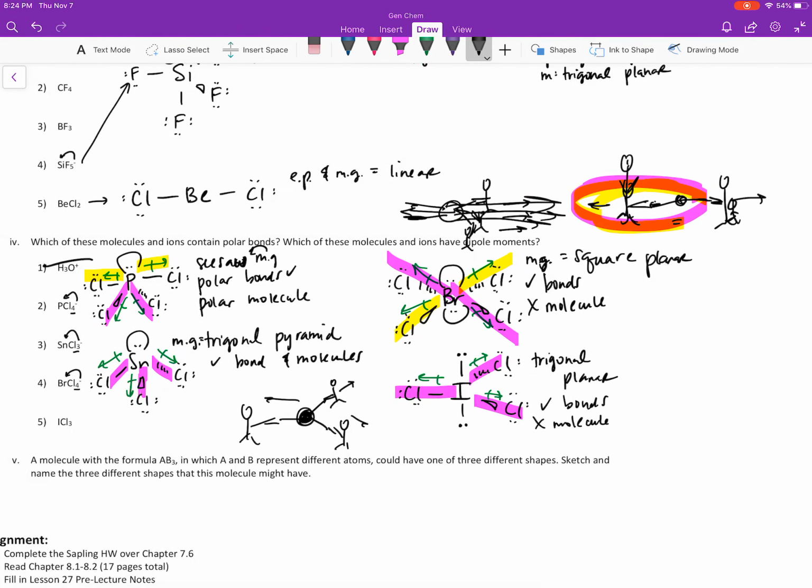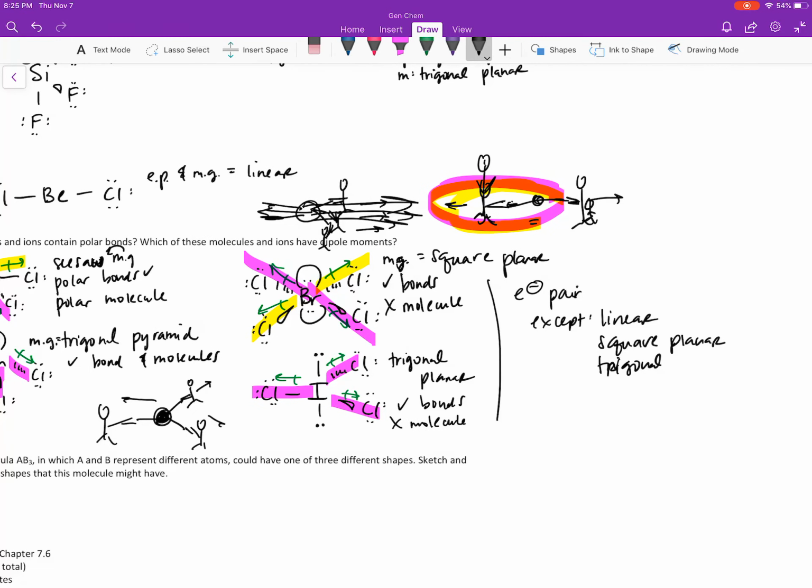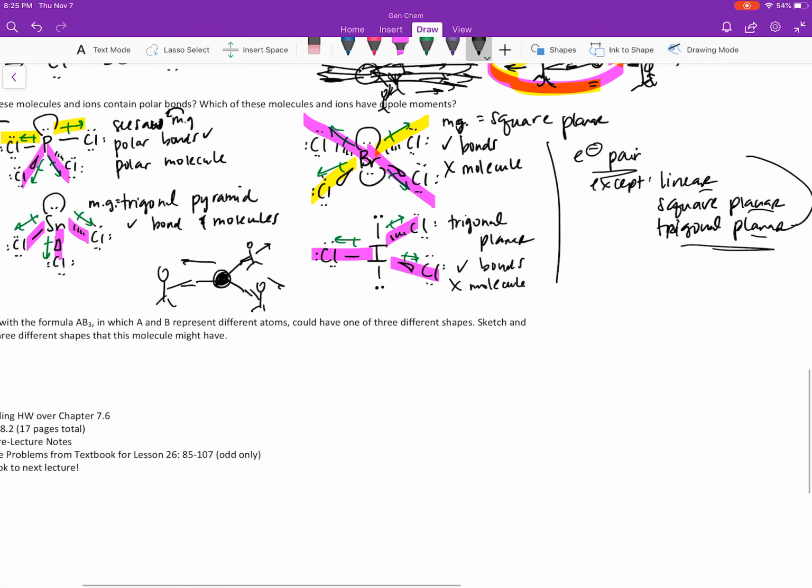Okay? So one of the things we talked about with polarity here was that the requirement was an electron pair on the central atom, but there are some exceptions, except when the structure is linear, square planar, or trigonal planar. Okay? Because in these three structures, even though there is a lone pair, the fact that they're all in the plane, they cancel each other out.